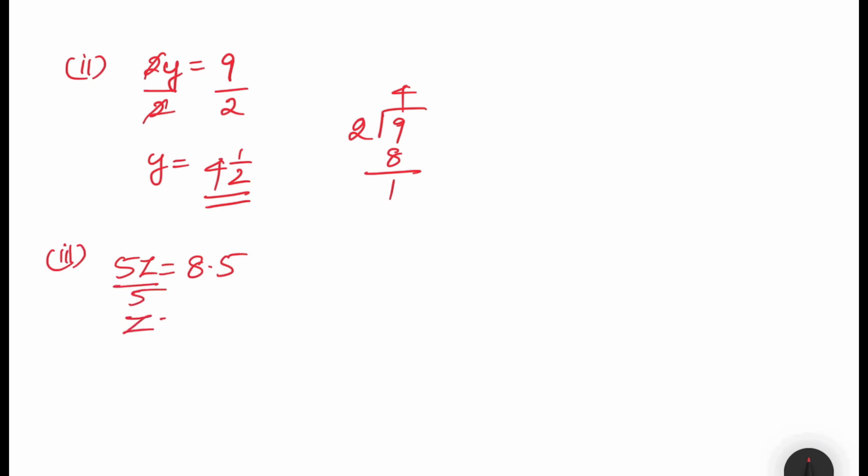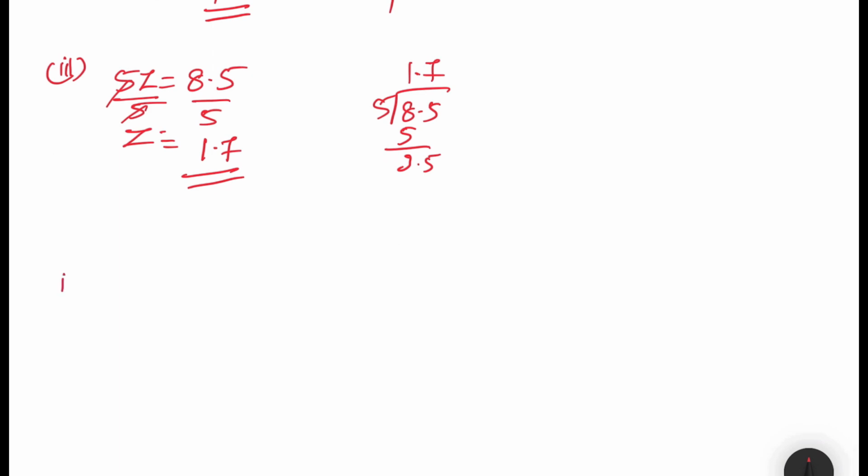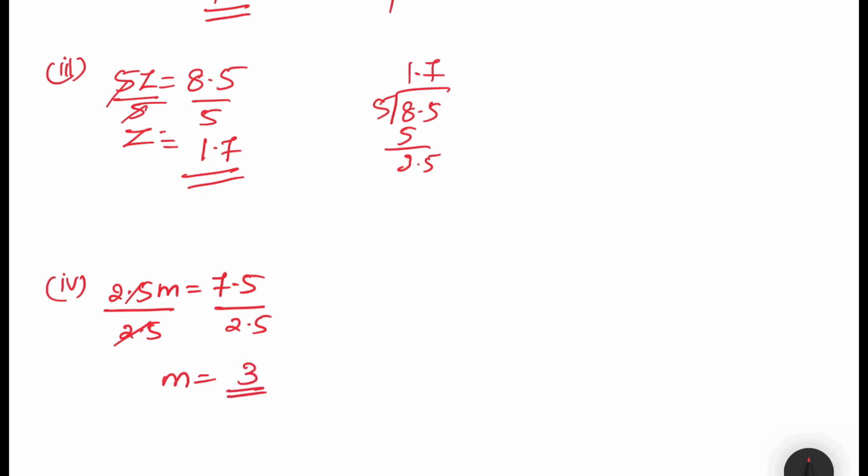z is 5 divided by 5. So this will get cancelled. z is equal to 8.5 divided by 5. 1 5 is 5, 3 remains, so we will get 7. So your answer will be 1.7. Similarly, fourth sub question you have 2.5m is equal to 7.5. Let me divide by 2.5 on both the sides. So I get m is equal to 75 by 25 is 3, you know, right? If I need to explain it more clearly, into 10 will give me 75 by 25, that is equal to 3.